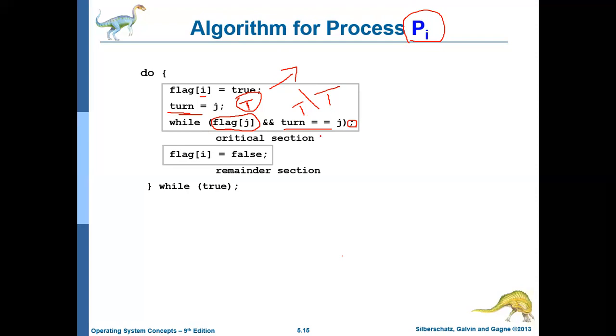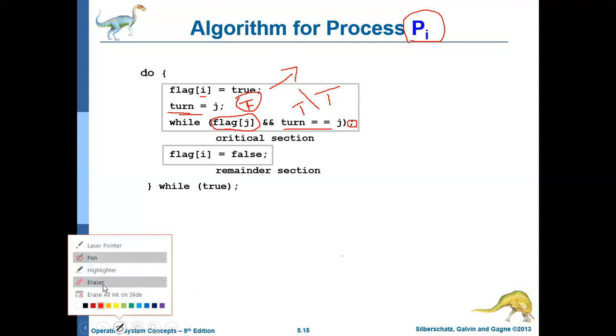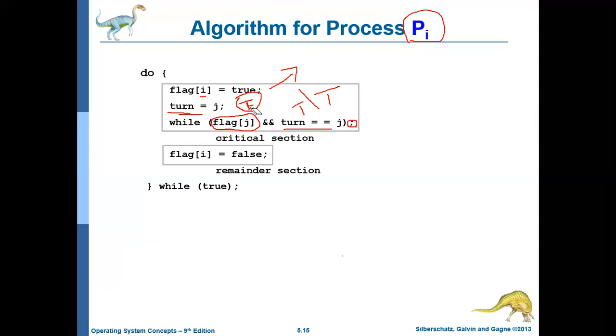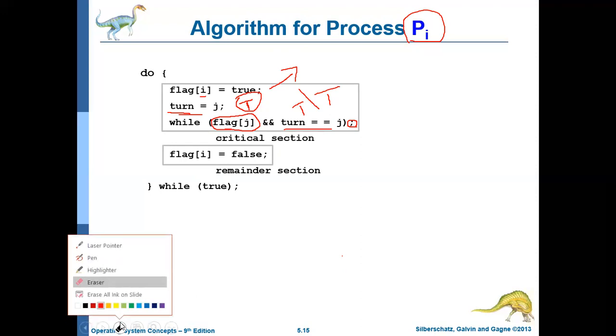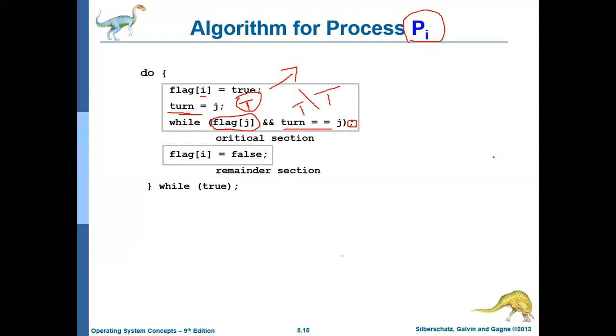What is flag of j and what is turn equal to j. Turn is always j, but it keeps on checking flag of j. So it keeps on waiting until the jth process becomes false. As long as flag of j is true, it will be waiting. If flag of j is true, what does it mean? It means that the jth process wants to enter the critical section, and it will be entering the critical section obviously, and it will execute the critical section.